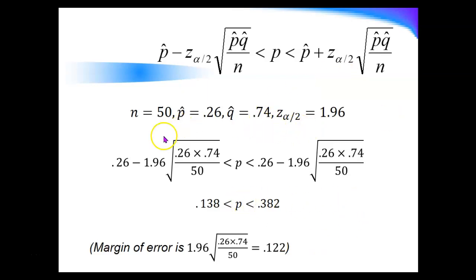Now, the part of the formula that comes after the minus or the plus is called the margin of error. And here, that part of the formula comes out to be 0.122. So the interval went from 0.26 minus 0.122 to 0.26 plus 0.122. It was 26% plus or minus 12.2%.